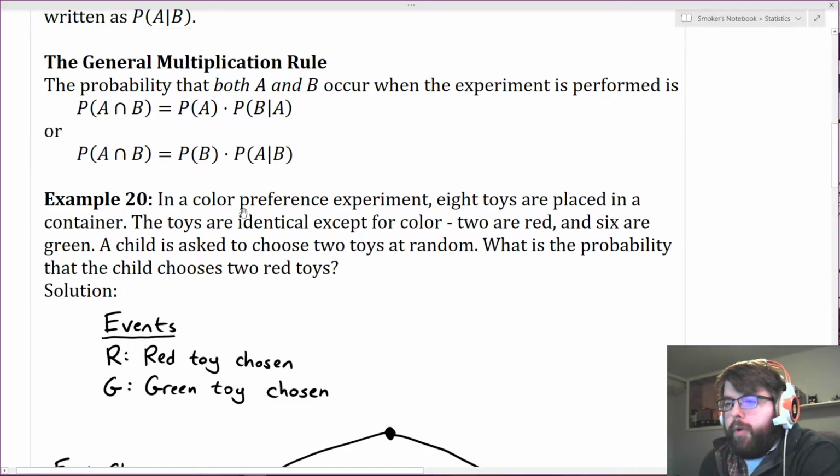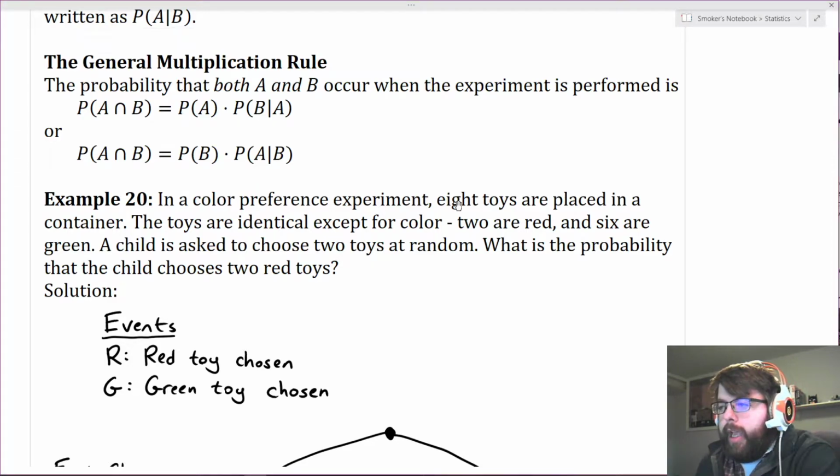In this example, there are 8 toys placed in a container. 2 are red, 6 are green, okay? Now, you're going to pull 2 things from this container, okay? The thing about this is, if you're pulling 2 things from the container, pulling one thing from the container affects what's in the container, okay? So when you had 8 to start, but pulling one out, now we only have 7. So it's going to change the probability of what you're going to get. By pulling one thing out, you're changing what's in the container.